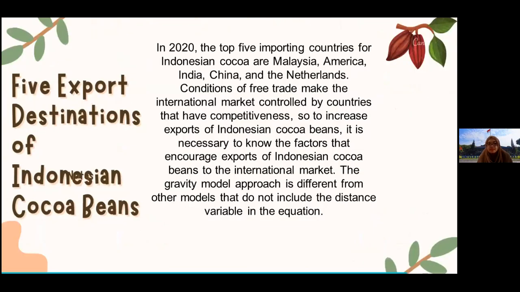In 2020, the top five importing countries for Indonesian cocoa are Malaysia, America, India, China, and the Netherlands. The condition of free trade makes the international market controlled by countries that have competitiveness. So, to increase exports of Indonesian cocoa beans, it is necessary to know the factors of increased export of Indonesian cocoa beans to the international market. The gravity model approach is different from other models that do not include the distance variable in the equation.